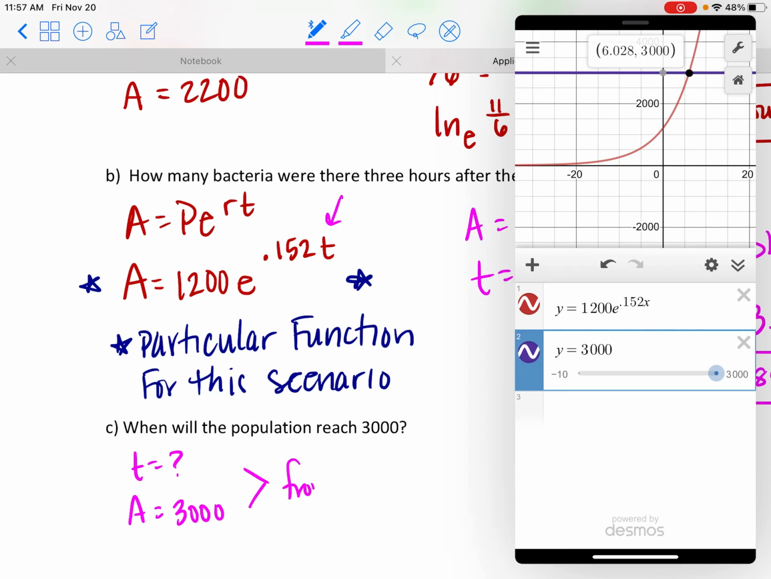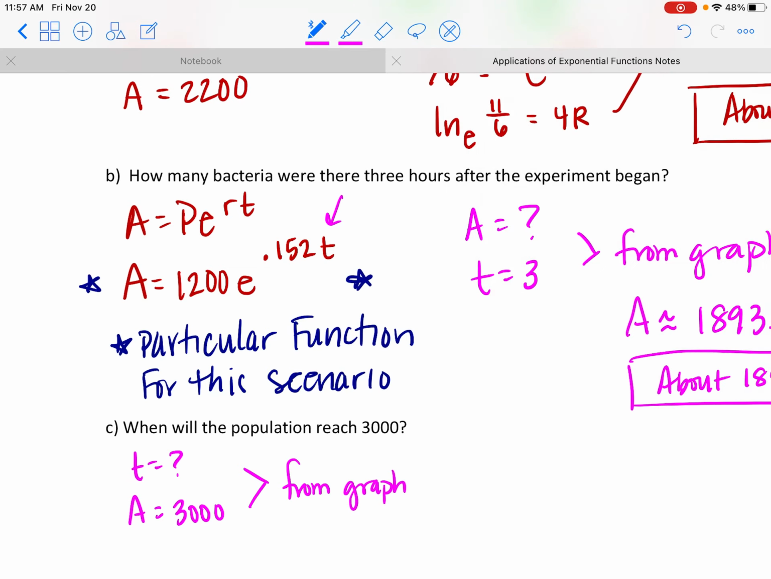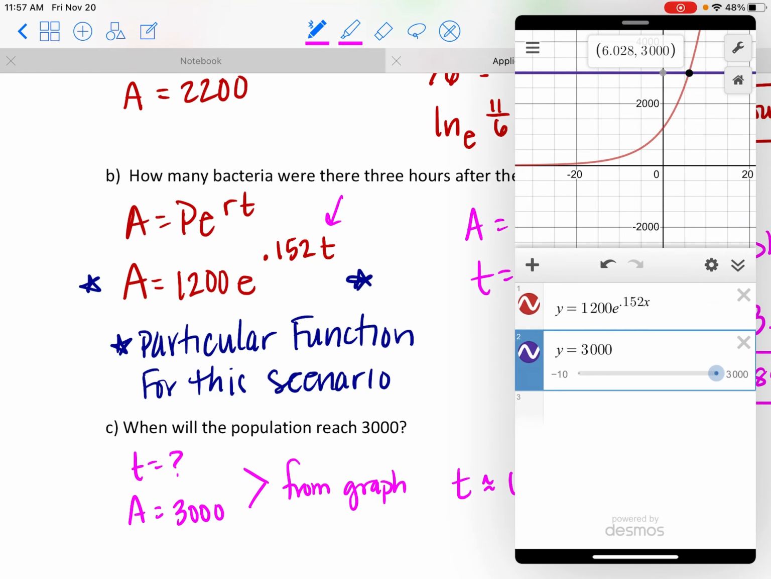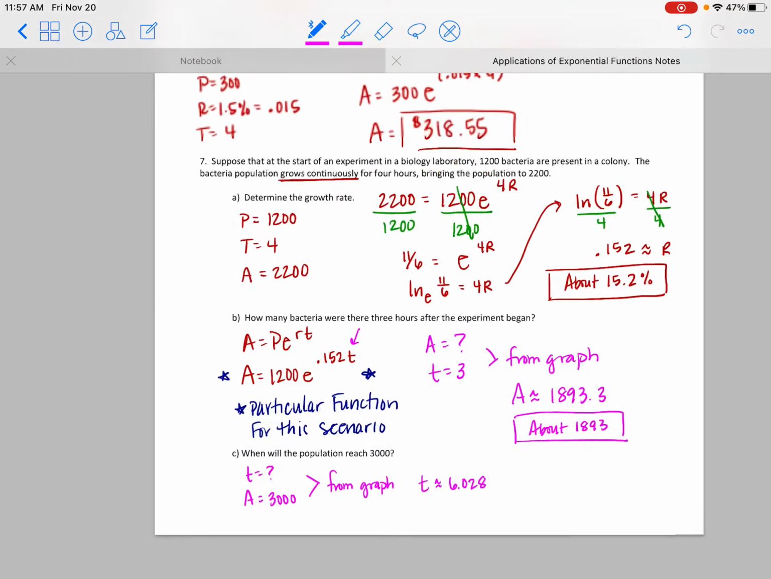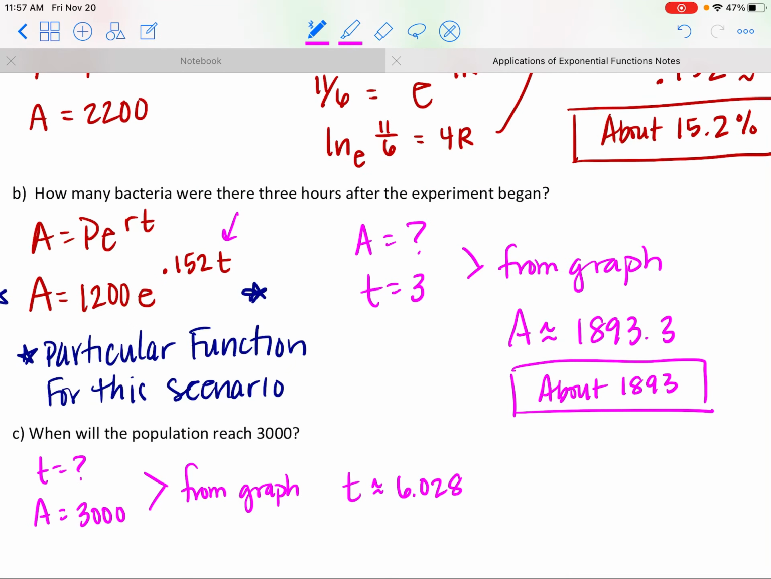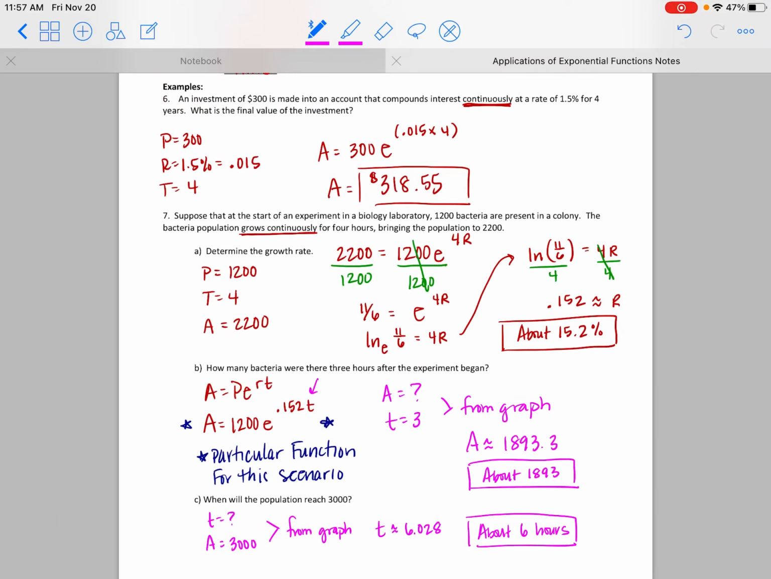So from your graph, you can see that t is about 6.082. So a little over 6, I think these are hours, yeah. So about 6 hours. It takes about 6 hours for this population of bacteria to reach 3,000. Okay? And again, you could plug those values in and solve by hand, but if you have the function and it's already graphable and you can calculate that way, you can really use either option.